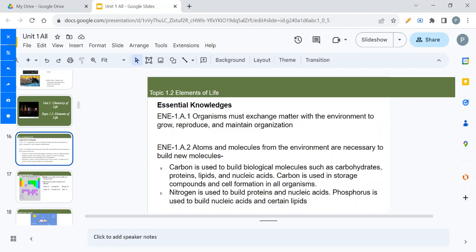The first thing that this is really focusing on is that organisms must exchange matter with the environment to grow, reproduce, and maintain organization. The whole purpose of this specific lesson is to talk about how it is that the organisms actually get the stuff, right? So, like you think about you, right? Here you are. How is it that you get the matter that you're able to grow, reproduce, and maintain, right? Well, you end up eating food, right?